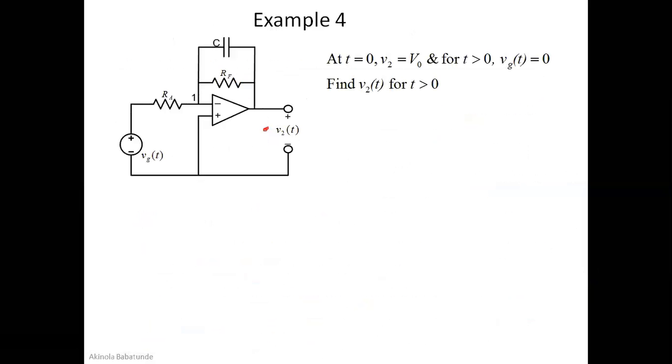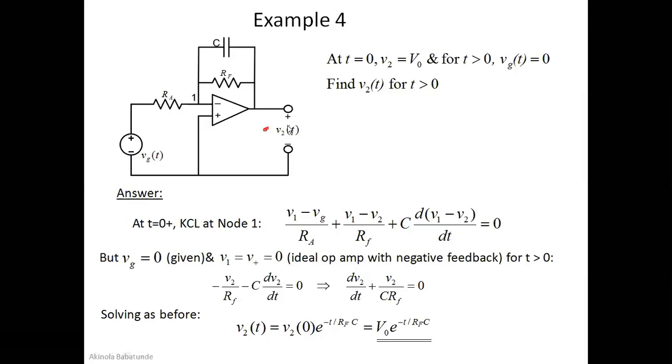Now we have example 4. Example 4, we have the circuit here, and we were told that at t equal to 0, V2 equal to V0, and then for t greater than 0, Vg of t is equal to 0. Okay, this is the voltage source.